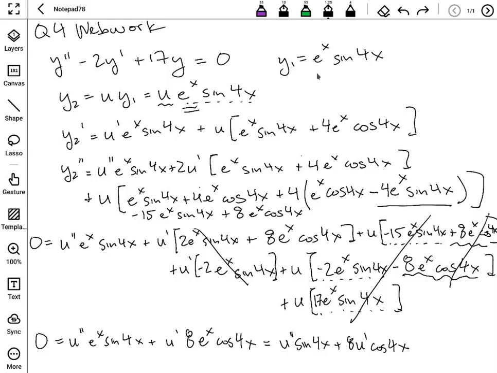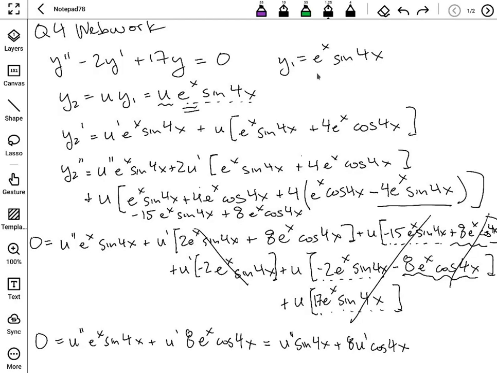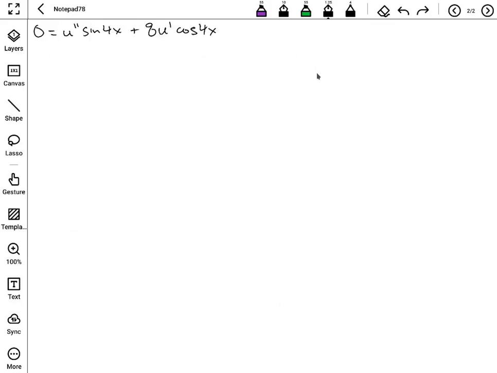And this is the step where we introduce the reduction of order, which I'm going to just move to the next page. So I'm at 0 equals u double prime sine 4x plus 8u prime cosine 4x. Let's just make sure that's true. Sine plus 8 cosine. Yep. Okay, so now is the part that we do to turn this into a first order equation so that it's something that we already know how to solve.